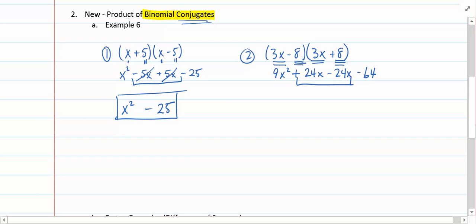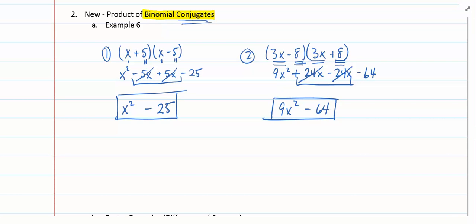The middle two terms again can combine, but you'll notice here too they will cancel because their sum is 0. We're left with 9x squared minus 64 as our result. Perhaps you're starting to see the pattern right now. We'll continue this discussion on the next video, and we'll follow through with your initial thoughts.